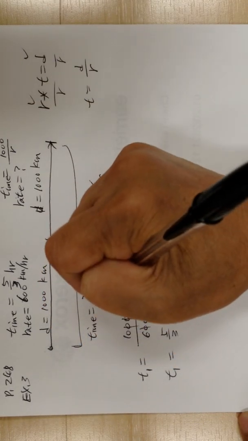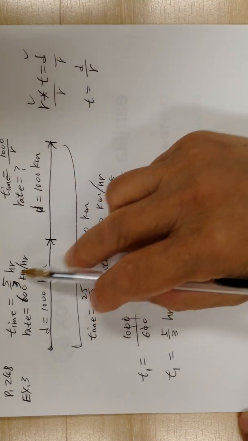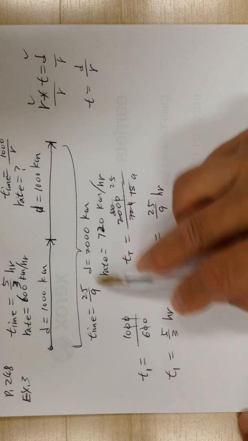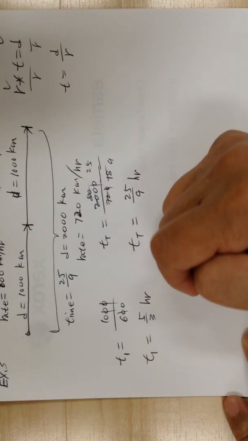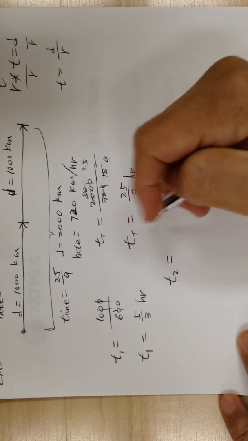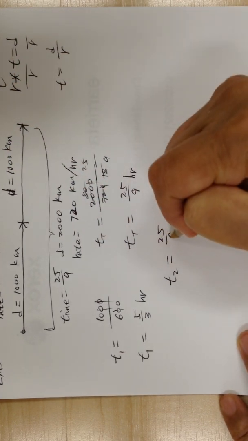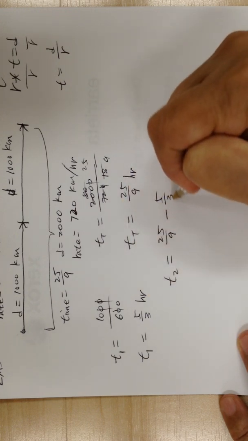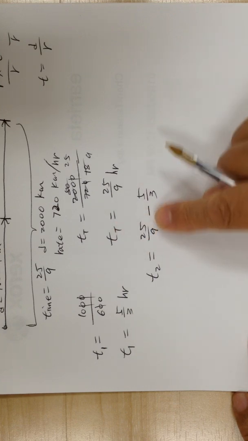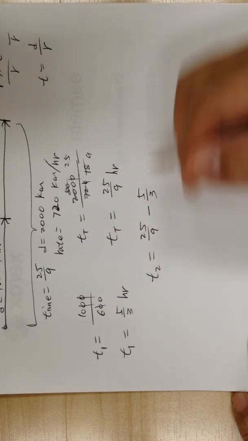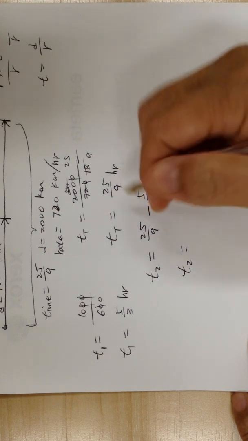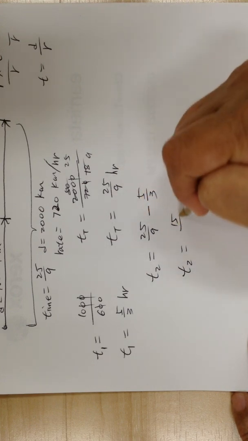Well, from here, we see that T1 equals 5 over 3, and the total is 25 over 9. We can figure out this time, right? So T2, for the second half, will equal the total time minus the time for the first half. So again, the time for the second half is the total time minus the time for the first half. You can use your calculator.